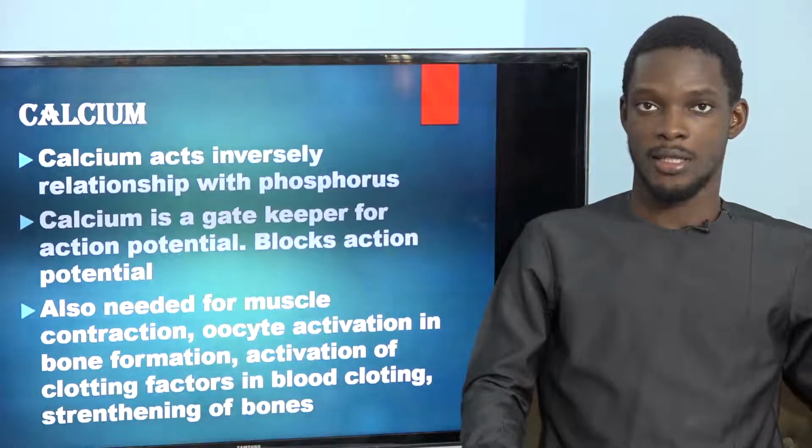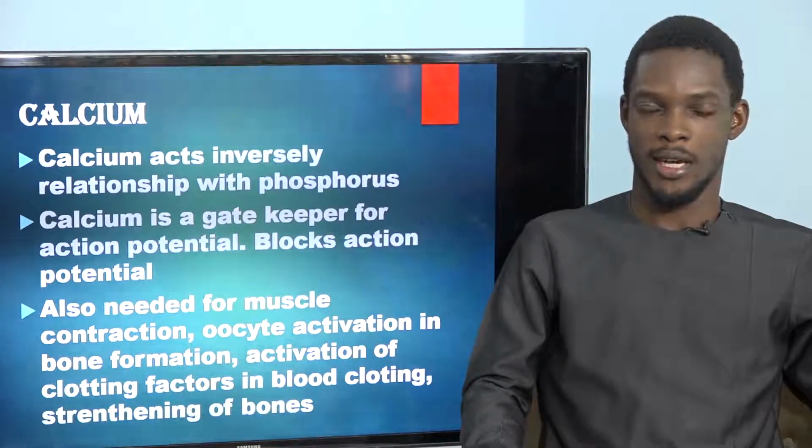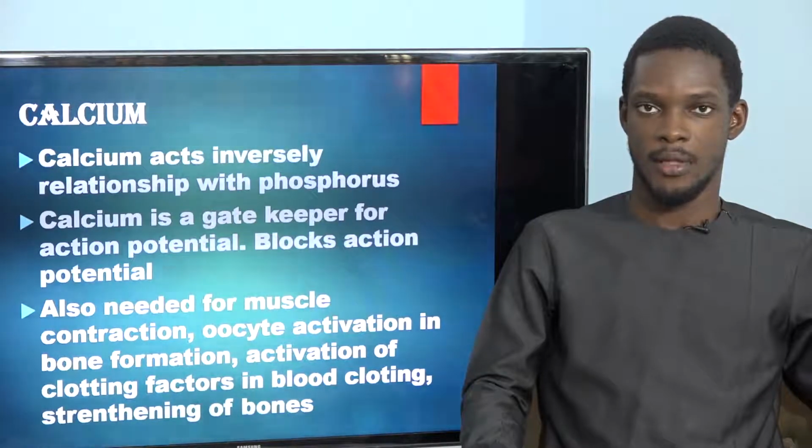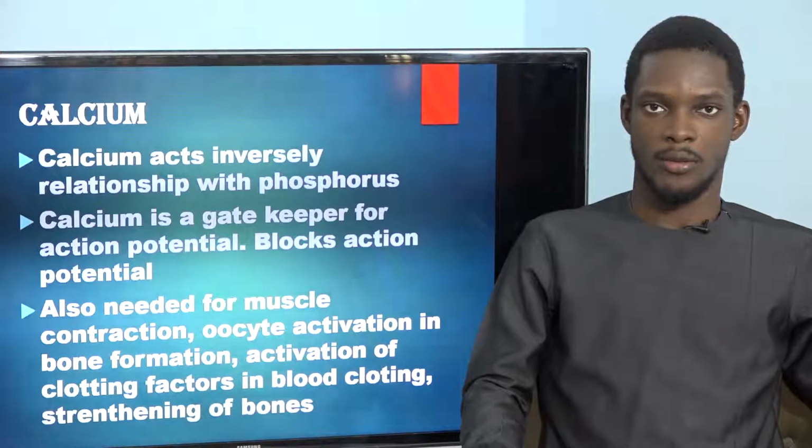Calcium acts as a gatekeeper for action potential, essentially blocking or permitting action potential. So when you have a low amount of calcium in the blood, there's a high amount of action potential that can take place. And when you have a high amount of calcium in the blood, there's a relatively low amount of action potential that can take place.